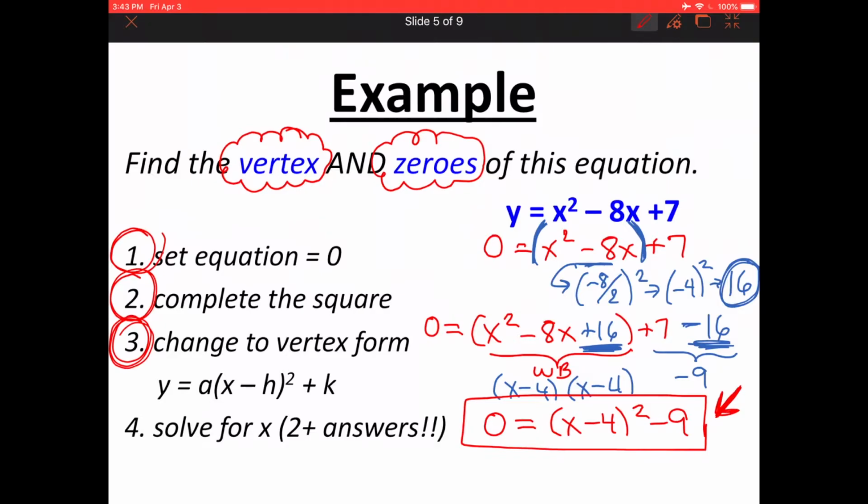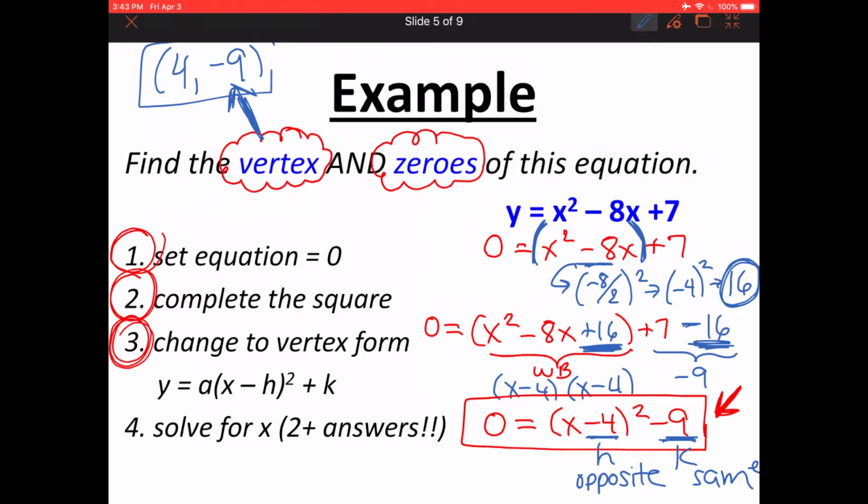So you should now be able to tell me the vertex, because the vertex comes from h and from k. Remember that h is always the opposite and k stays the same. So for my vertex up here in the top left, I'm going to write it here. Since I have x minus 4, my vertex would be positive 4. And then since I have negative 9, I would keep that negative 9. So my vertex here on the top left would be 4 comma negative 9.